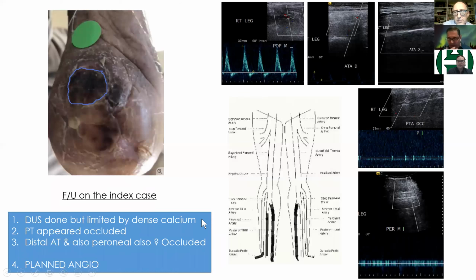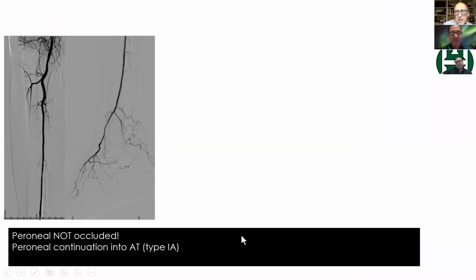So, here was the interpretation, by the way, of the duplex. They thought they saw some flow in the AT, distally reconstituting, peroneal and PT occluded. So yes. I think this is important because here's the angio. Correct.